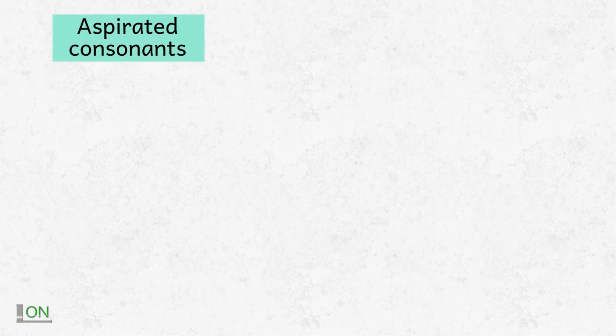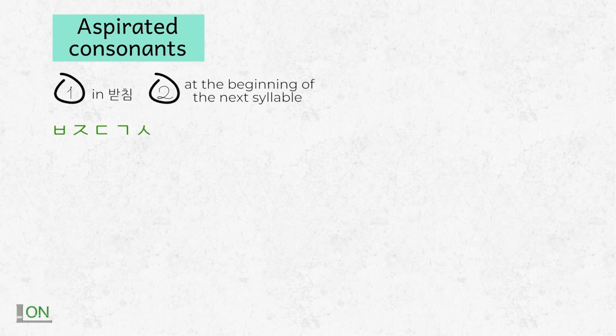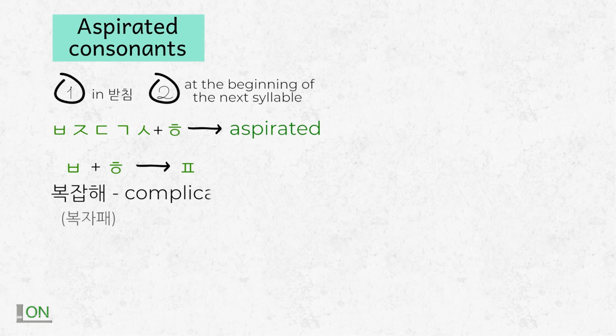Now let's look at some aspirated consonants. Aspirated consonants are those consonants that have a slight sound of hu after them. So if the first letter in 받침 is pu, chu, tu, ku, su, and at the beginning of the next syllable stands hu, these pu, chu, tu, ku, su are going to be aspirated. For example, pu plus hu is going to be pronounced as pu. For example, 복잡해, complicated. chu plus hu is going to be pronounced as ch, 맺히다, to form, gather.